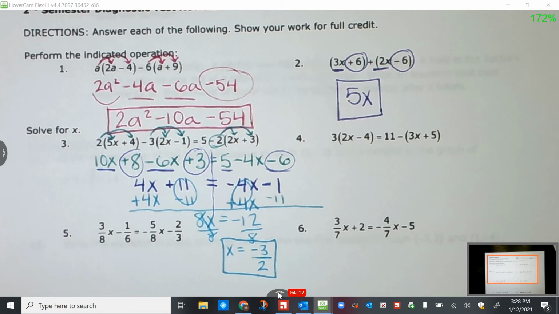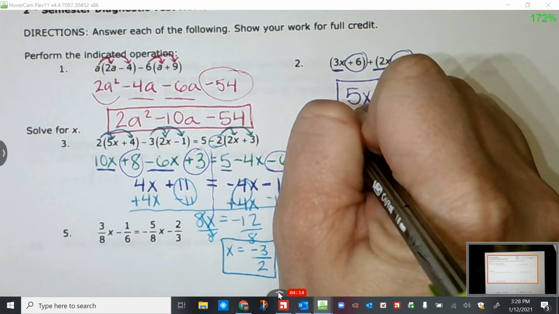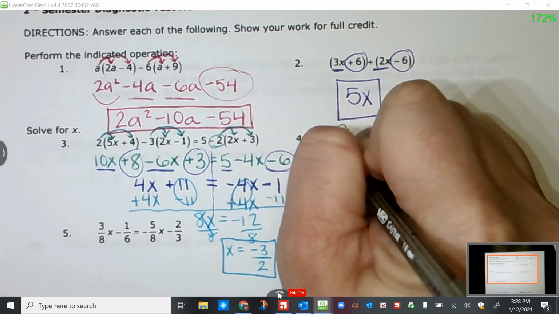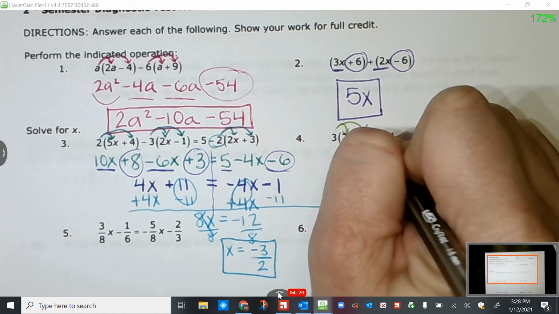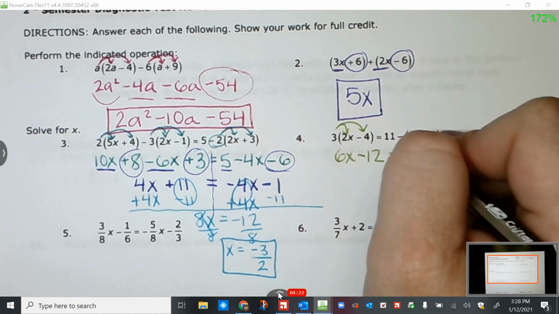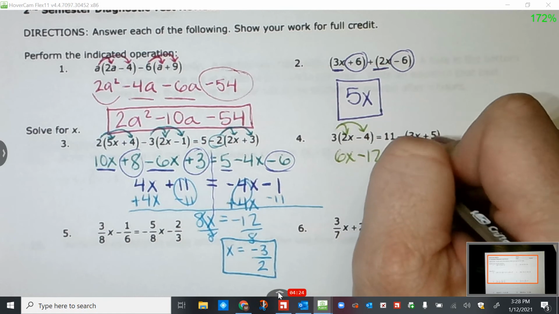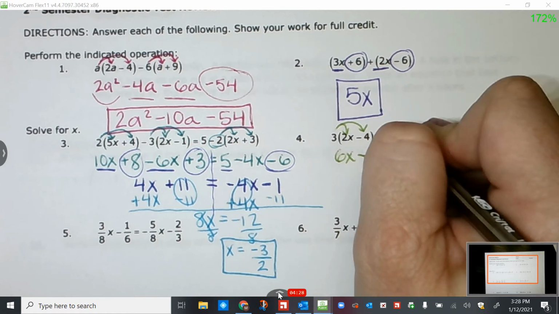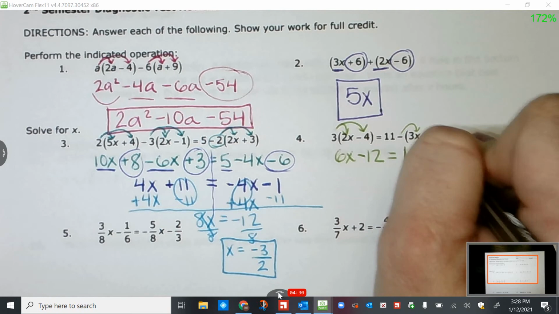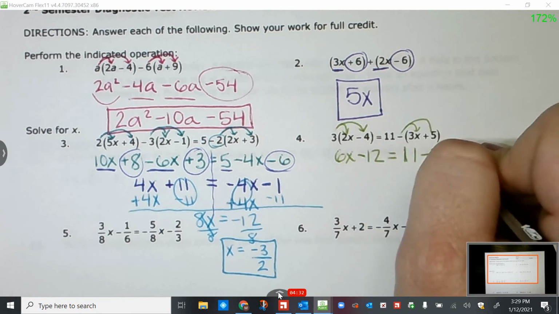Okay, so again, we're just going to distribute here. 3 times 2x is 6x. 3 times negative 4 is negative 12. Now here, I want you to realize the only thing touching the parentheses is the negative, not the 11. So do not distribute the 11. So that's going to be minus 3x minus 5.